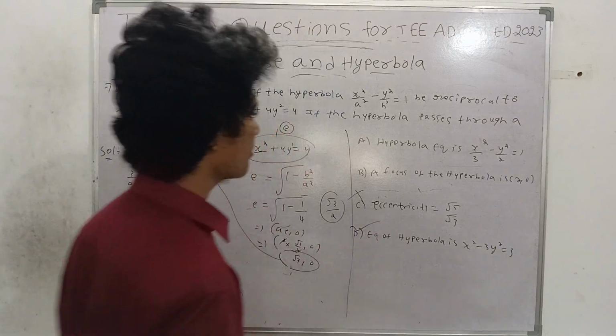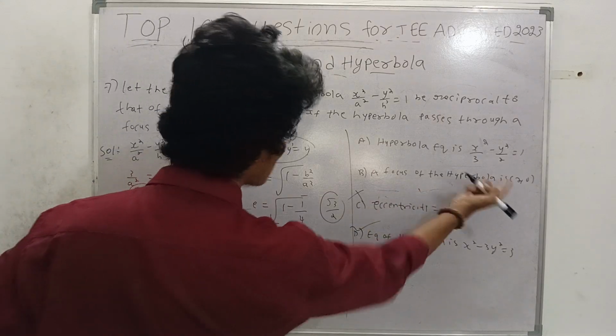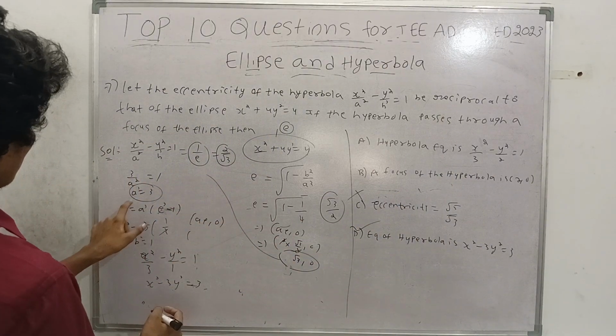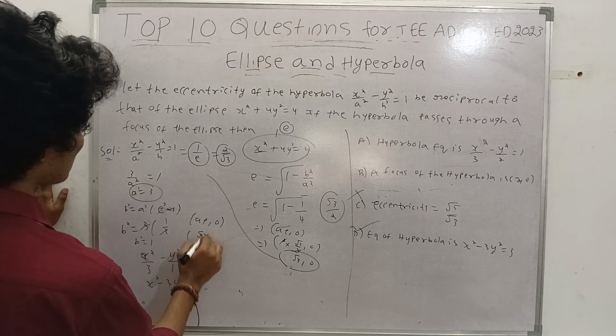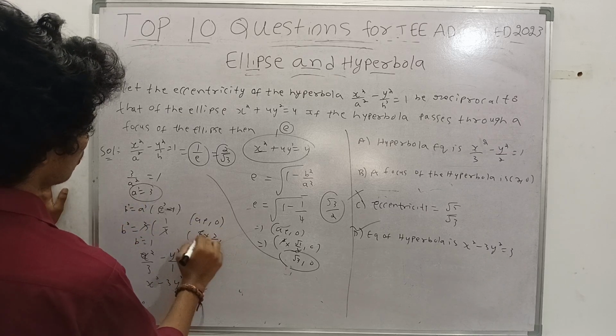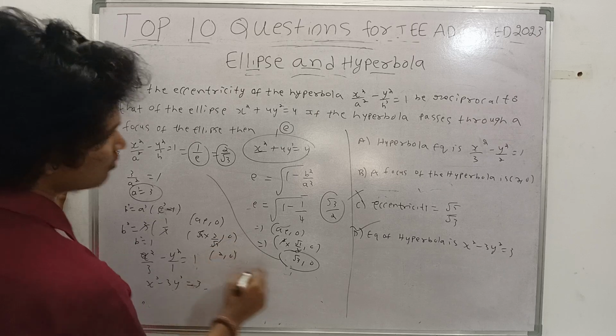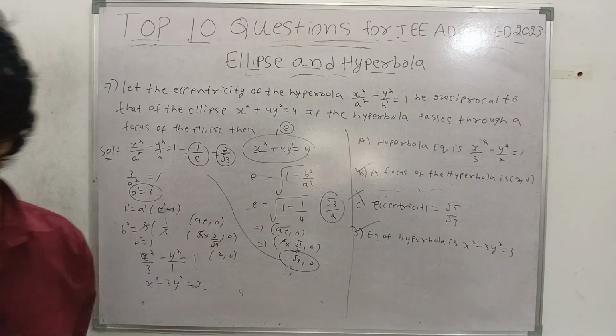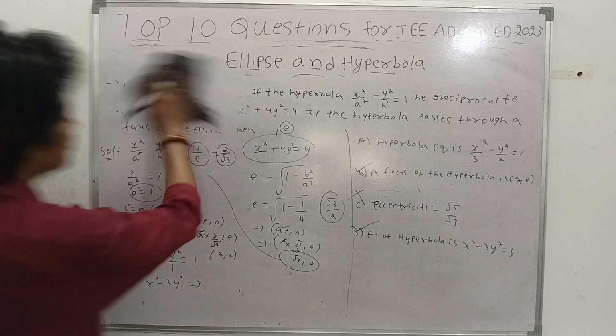Option D is correct. Now what is the focus of the hyperbola? It is (ae, 0). And what is a here? a here is root 3. What is e here? 2 by root 3. So it will be (2, 0). Yes, it is also correct. So both options are correct. Like this you have to solve. The 7th question is completed.